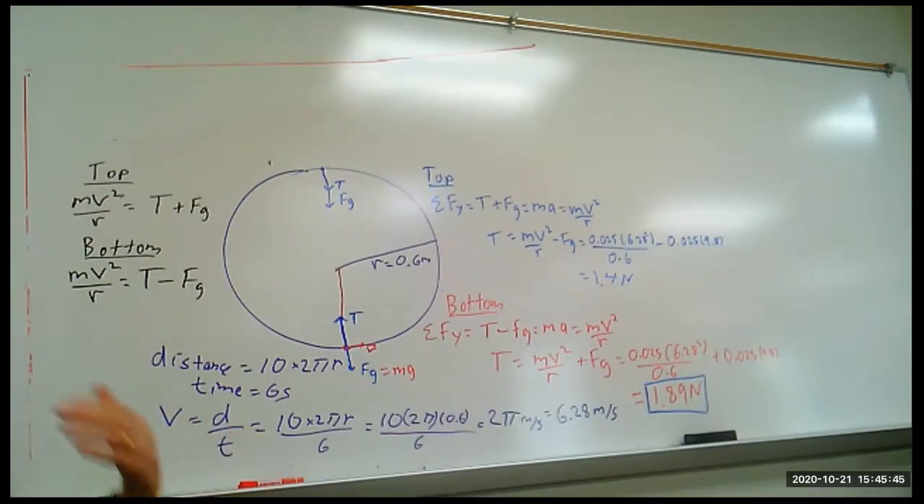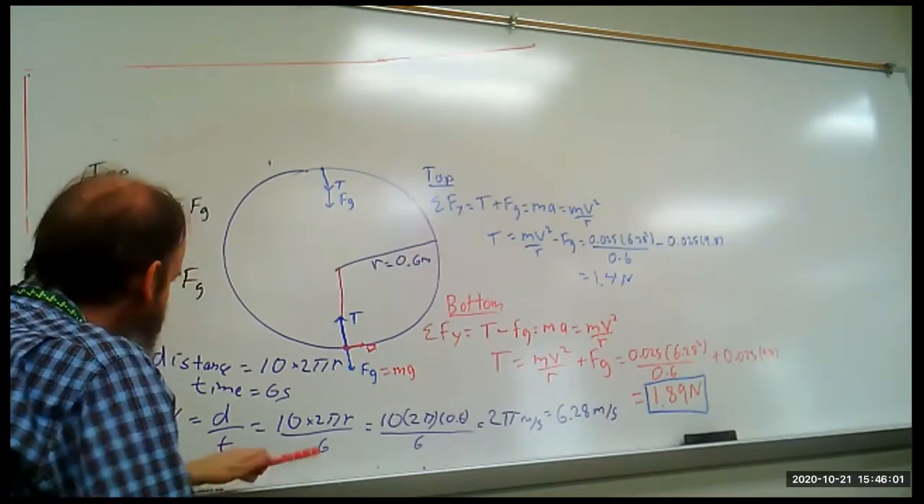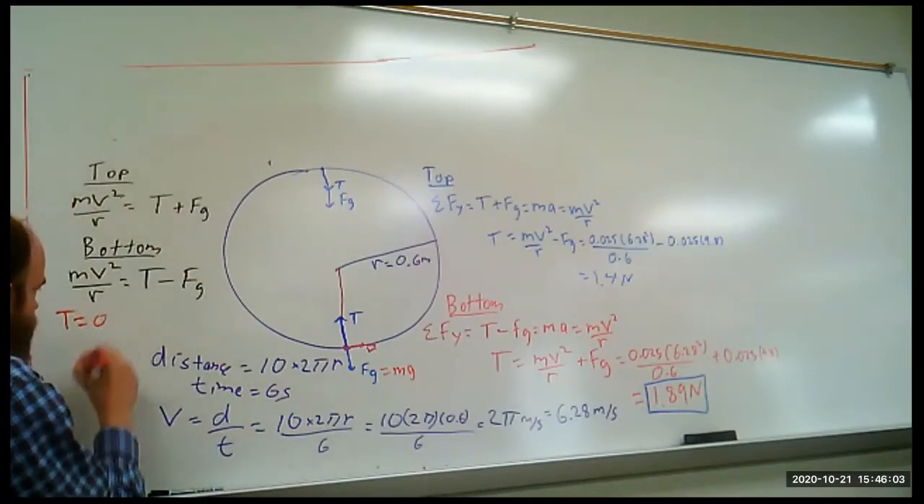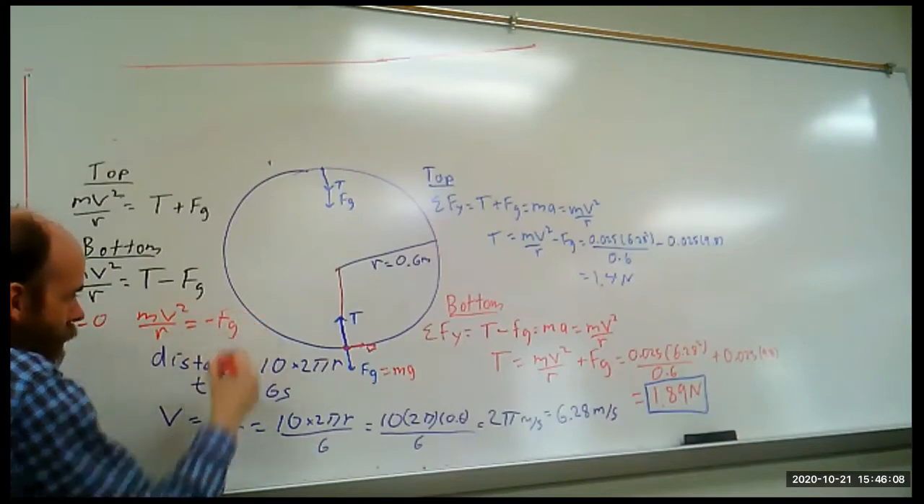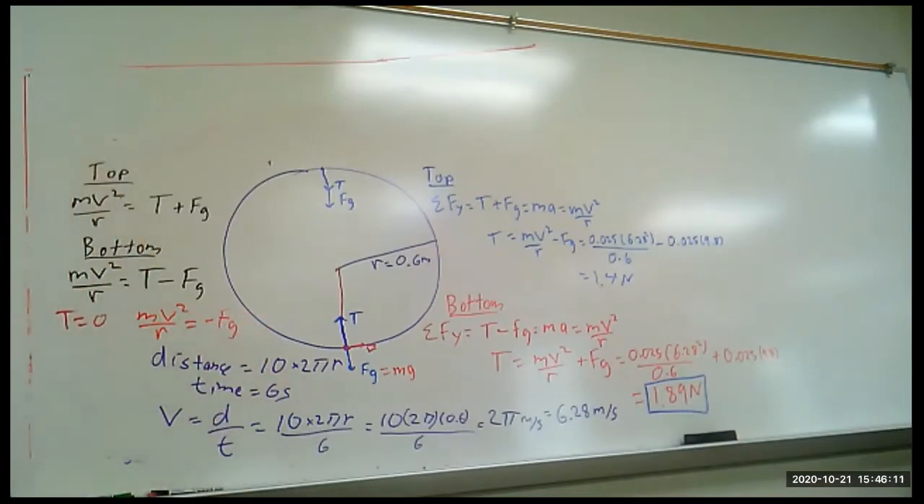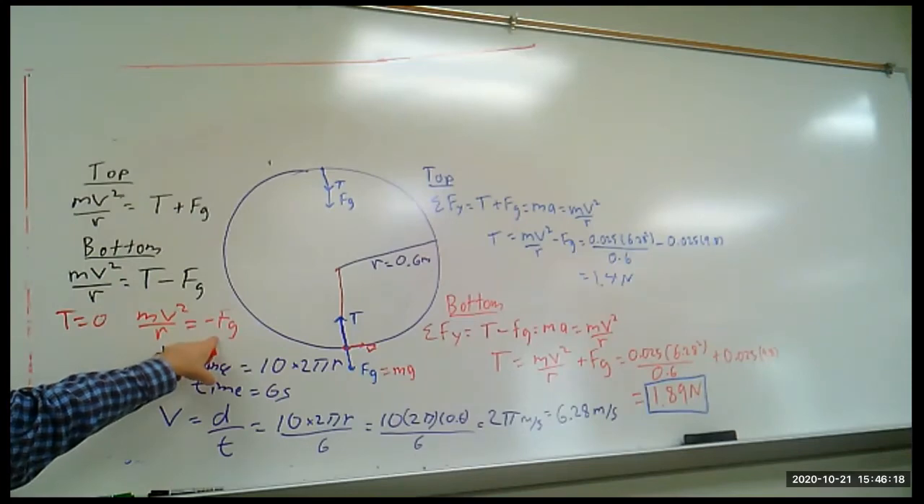So how can we get a very small speed? We just use the smallest tension possible, which is 0. So what happens when we put the tension equal to 0? Well, look at the bottom. If tension equals 0, the minimum tension, we have mv squared over r equals negative Fg. This doesn't make sense. We can have v squared as a positive number, so that can't equal a negative number. So it's not possible to have a tension of 0 at the bottom.